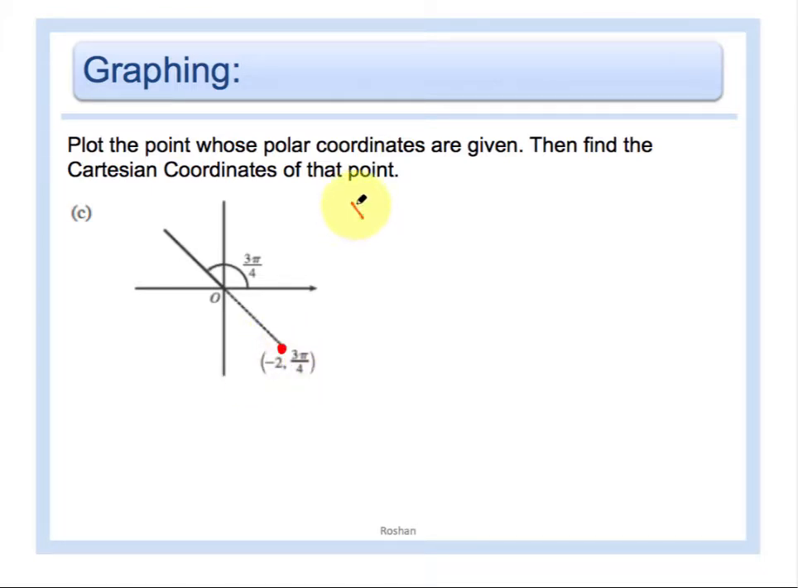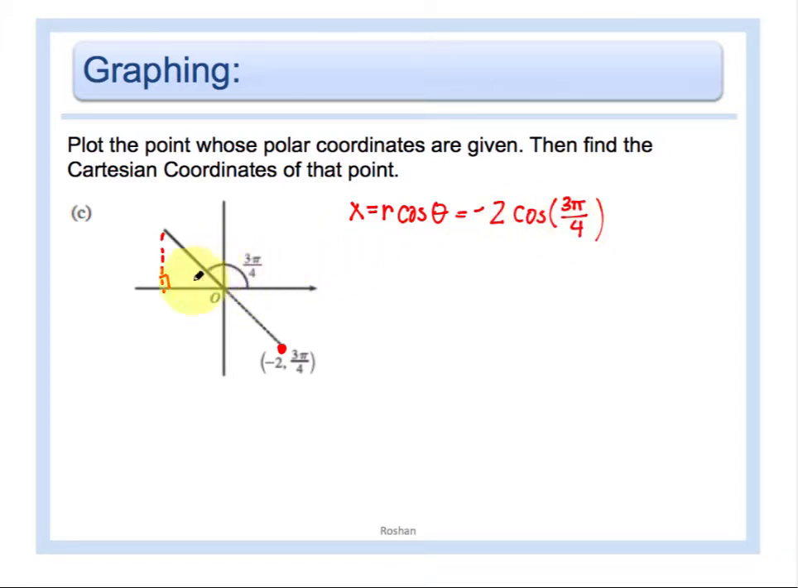To get the x, I'm going to do x equals r cosine theta, which is negative 2 cosine of 3 pi over 4. And what is the cosine of 3 pi over 4? Well, the 3 pi over 4 lives over here. So don't get confused, even though this is the point that we're plotting, we are asking for r cosine theta, and our theta is the 3 pi over 4.